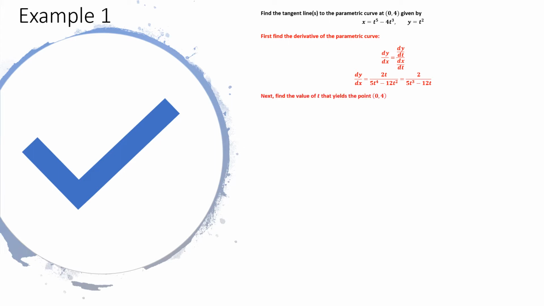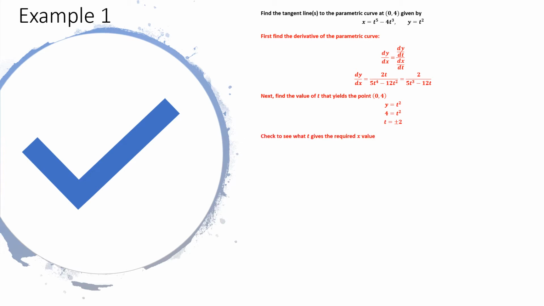All right, so now that I have that derivative, I want to find the value of t that yields (0, 4). Okay, because (0, 4) is the point (x, y), and I really want to know what t is so I can find the derivative dy/dx at t equals whatever number. So I'm going to start with the easier equation, which is y equals t squared. I know that y equals 4, so that means t must equal plus or minus 2.